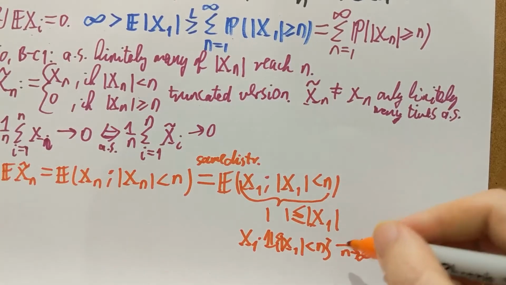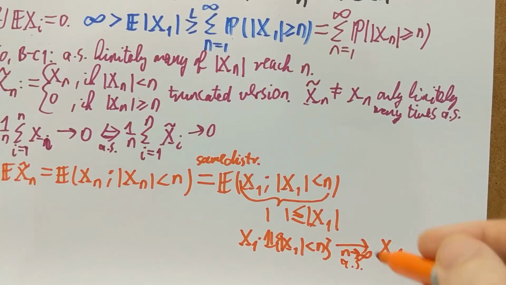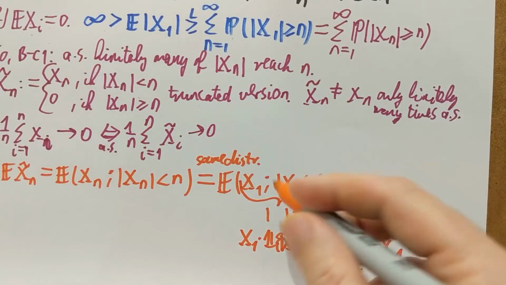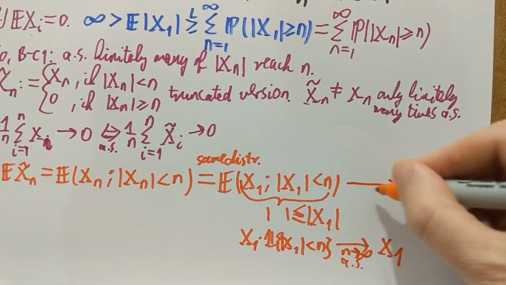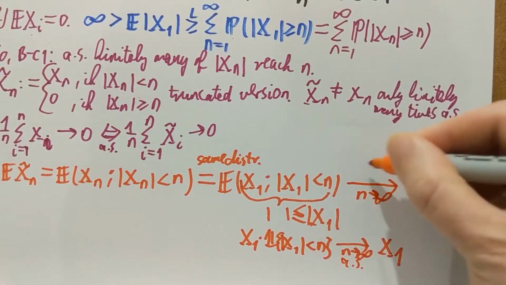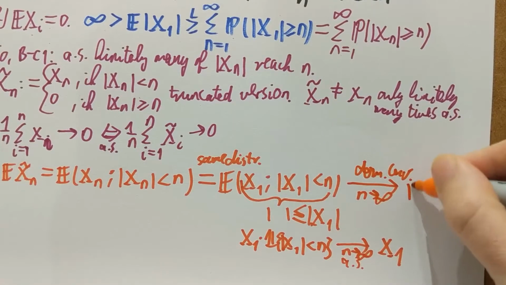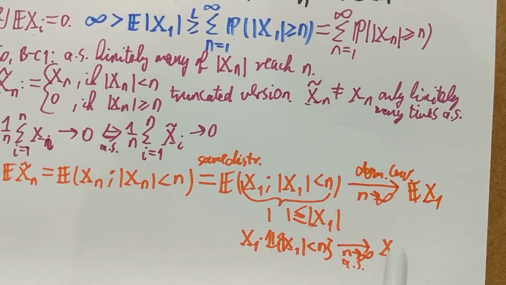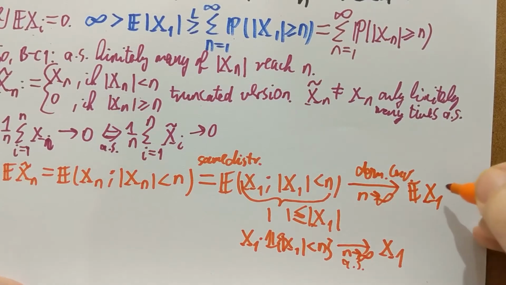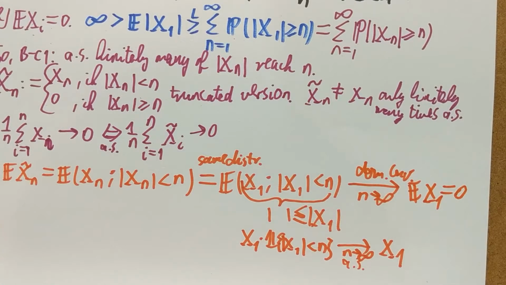Everything I say here is almost sure, and therefore we can apply dominated convergence, and this thing will converge as n goes to infinity, using dominated convergence, to the expectation of x1, which is the expectation of this limiting random variable, which by assumption is 0. So by assumption, the expectation of the xn tilde is going to 0.